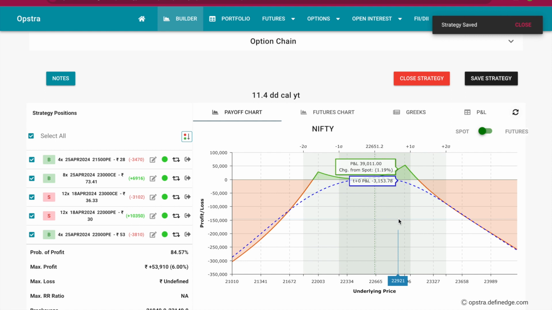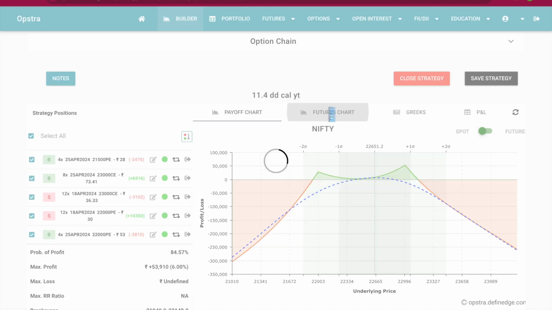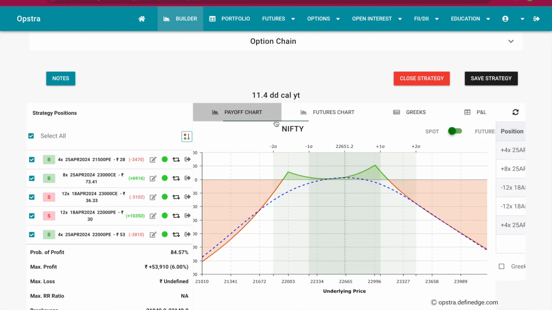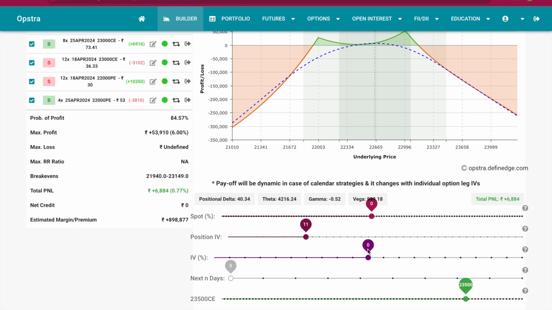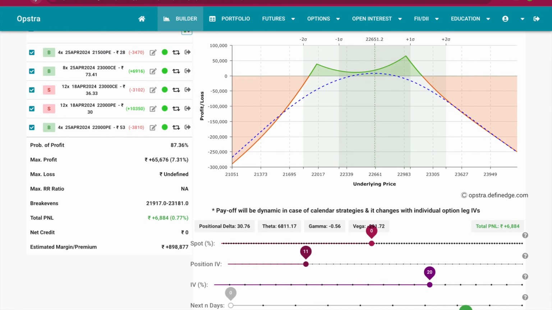So this is the adjustment so far. If the market goes up, we will get positive returns. If the market goes down, we'll still get positive returns, but the positiveness will be lower. Let's check out the futures chart and the Greek chart. Now you can see that we are Vega positive, and the benefit of Vega positive is that if we increase the IV, our profit goes up.